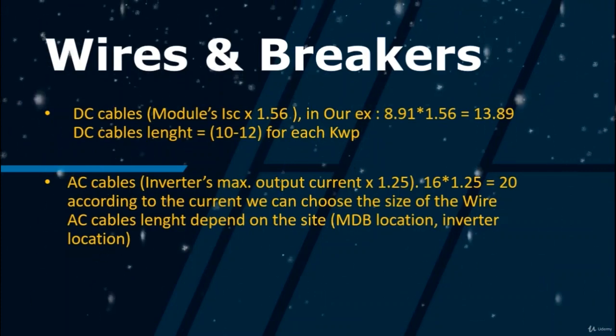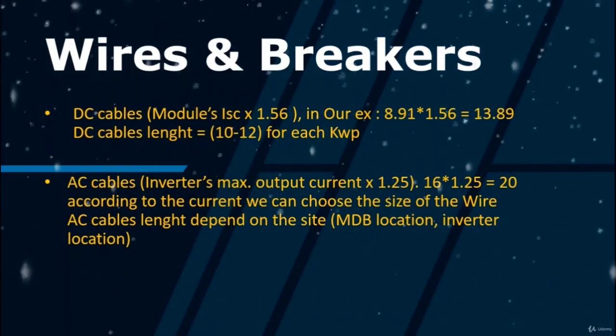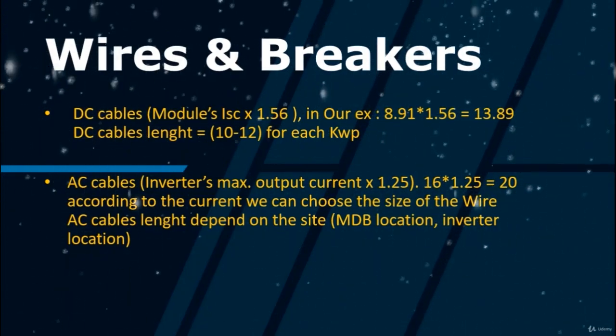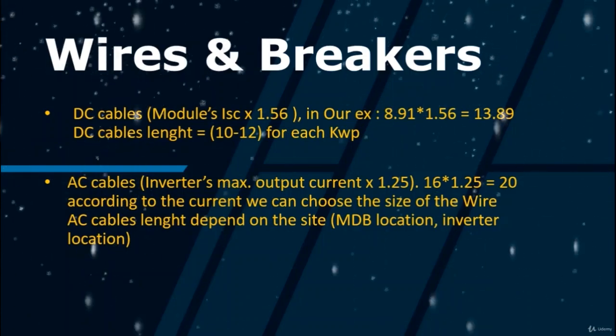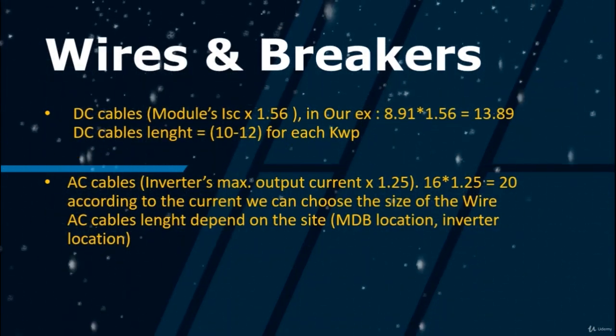AC cables. AC cables can be estimated by the inverter maximum output current multiplied by 1.25. For our example, we have 20 ampere. And according to the current, we can choose the size of the AC wire. AC cable length depends on the site, the MDB location, main distribution board, and the inverter location.